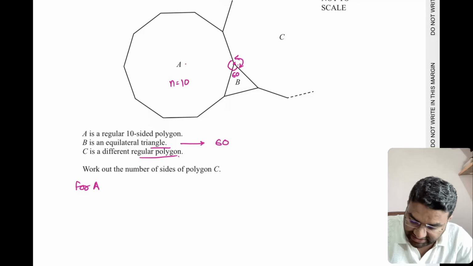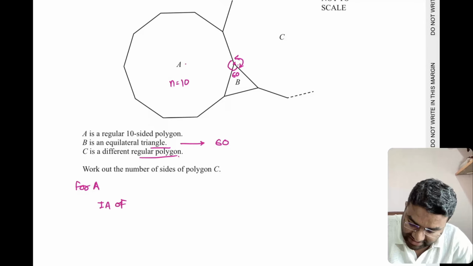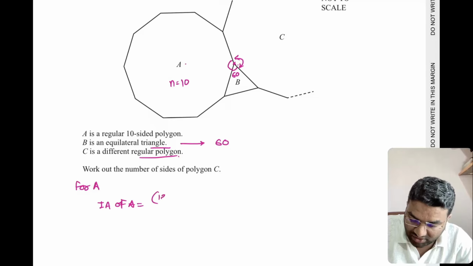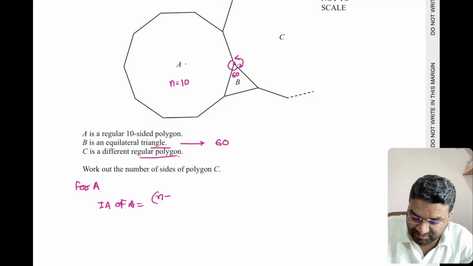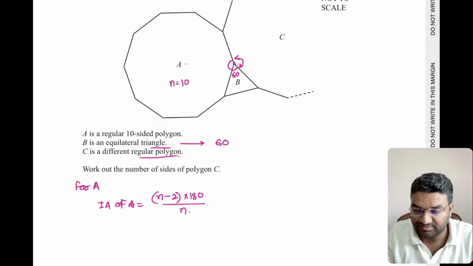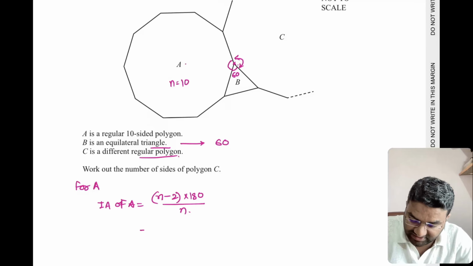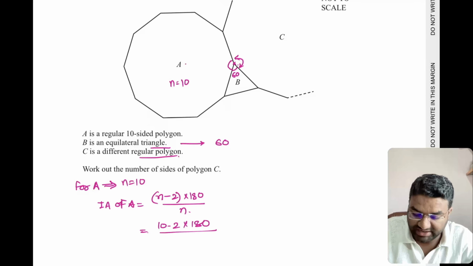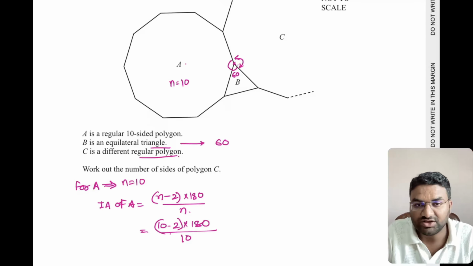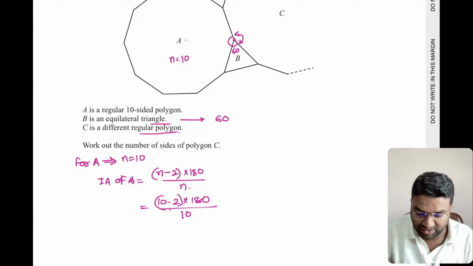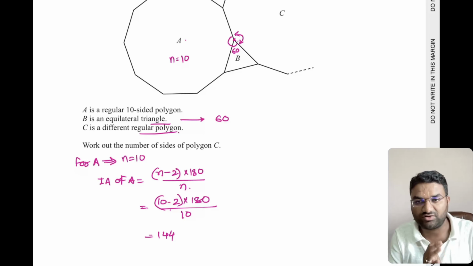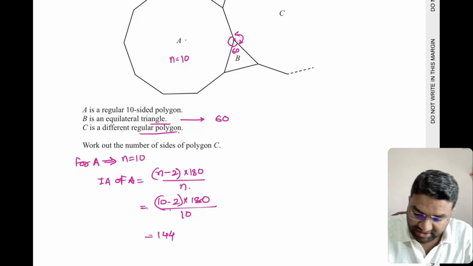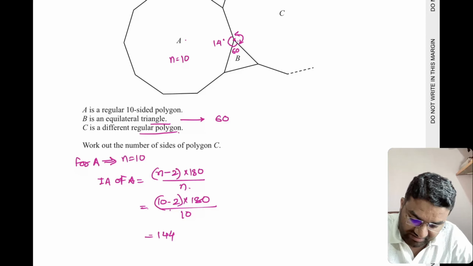So the interior angle of A is equal to n minus 2 times 180 divided by n, right? Here for A, n is equal to 10. So 10 minus 2 times 180 divided by 10. When you simplify this, you will get 144. So here I will put 144.